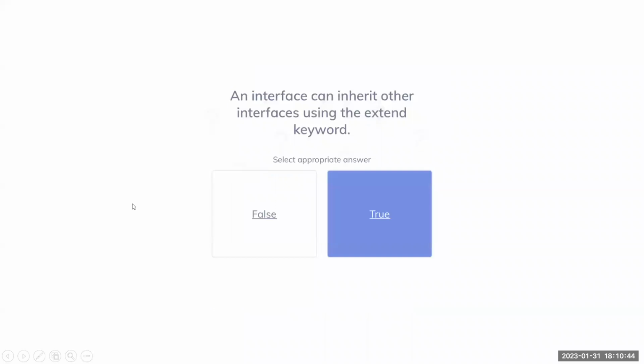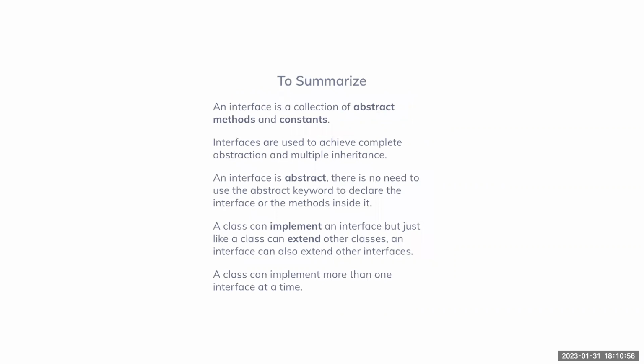To extend another interface, we use the extend keyword only, right? And to summarize whatever we learned now: an interface is a collection of abstract methods and constants. Interfaces are used to achieve complete abstraction and multiple inheritance. An interface is abstract, and there is no need to use that keyword. By default, all the interface methods are also abstract.